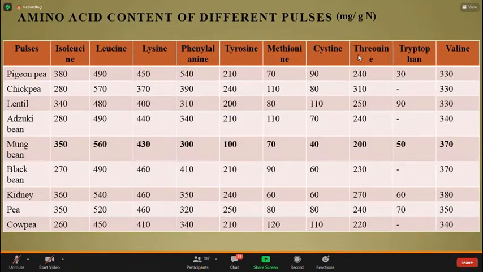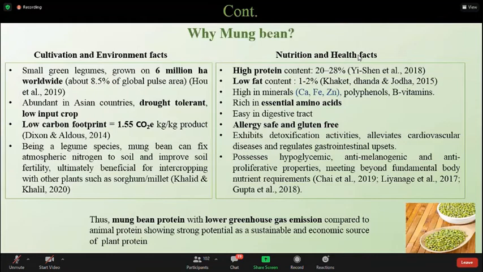The reason why we are interested in mung bean, of course, is that it is a small green legume grown on 6 million hectares worldwide. We can find it all over the world, and it is abundant in Asian countries. They are drought tolerant, low input crops, and the crop also produces a low carbon footprint.